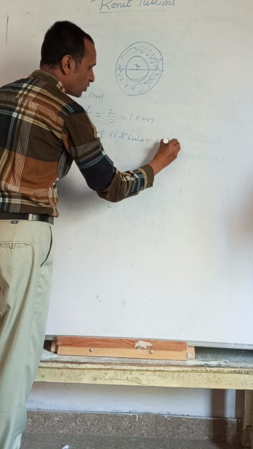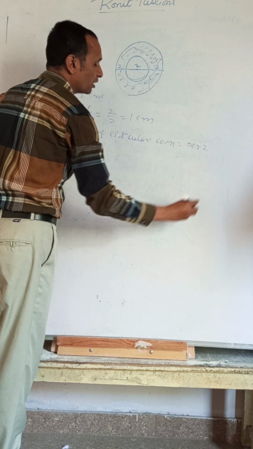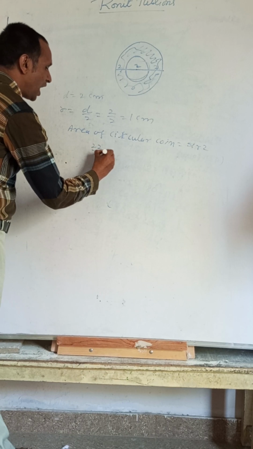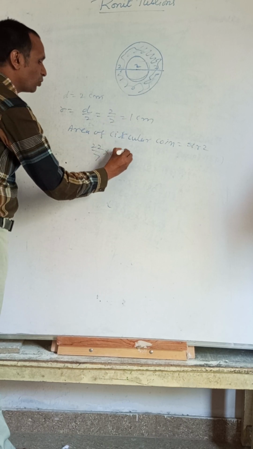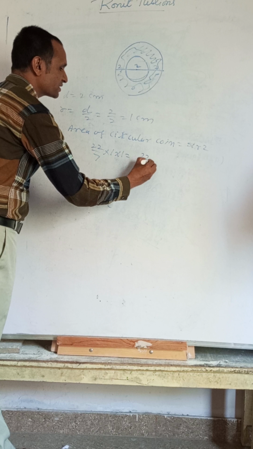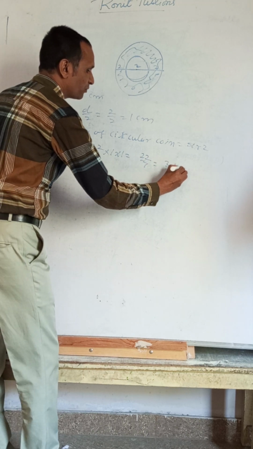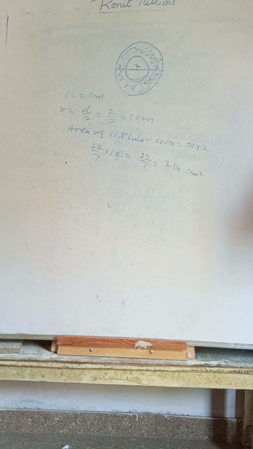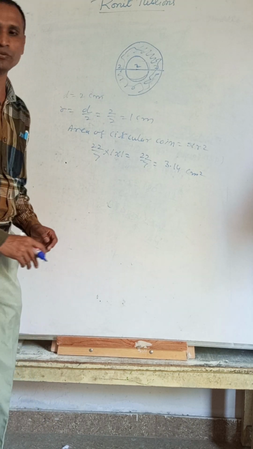Area of a circular coin is what? Pi r square. Pi value is 22 by 7. R value is given as 1, so 1 into 1 is equal to what? 22 by 7 is equal to 3.14 centimeter square. That is the area they asked. So that's all. Next question we are going.